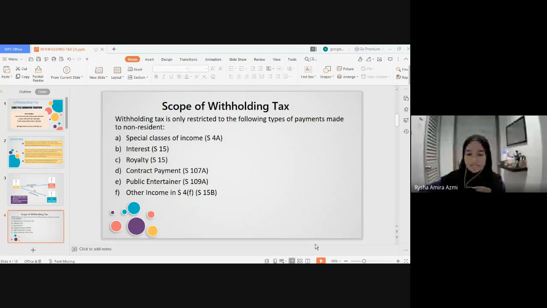Okay, so this is the scope of withholding tax. Withholding tax is only restricted to the following types of payment made to non-residents, which are special classes of income, interest, royalty, contract payment, public entertainer, and other income under section 4 subsection F. If the recipient for all these types of payment is a non-resident person, then we have to withhold the tax. Whatever payment is supposed to be paid, the payer has to withhold 10% or depending on the tax rate. The amount that the payer will have to pay to the IRB is within 30 days. So next.